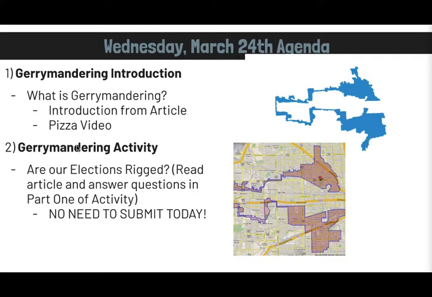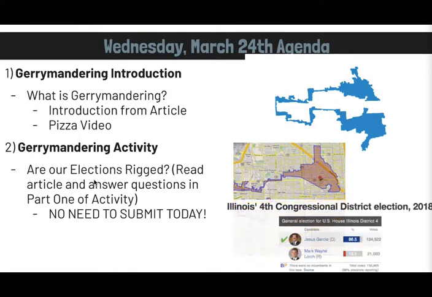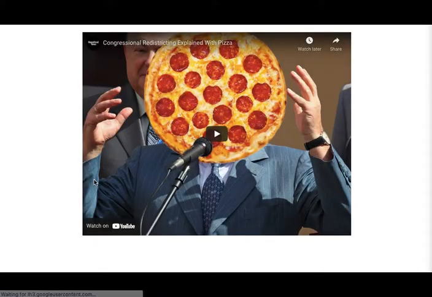In order to understand this, it gets a little complicated. We can look at earmuffs, we can look at images, but we're going to look at pizza next. So let's watch this video that explains gerrymandering with pizza.